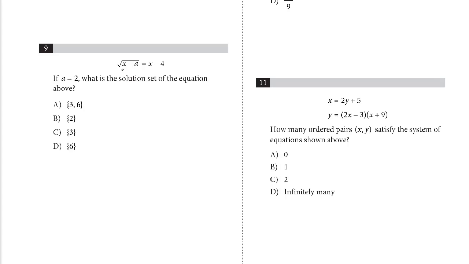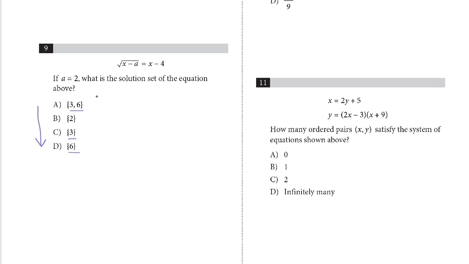Number 9. Square root of x minus a equals x minus 4. So if a equals 2, what is the solution set to the equation above? Okay, we have different points on these radical equations. If we want to solve them algebraically, we usually have to square both sides. That gives possibility to an extraneous or invalid solution. If we looked at it, the roots are pretty obviously going to be 3 and 6, and then 2 is an extra one in there, which is almost always wrong.